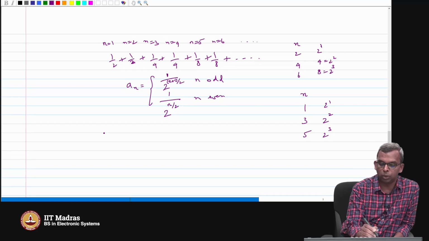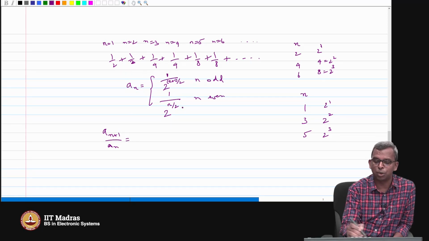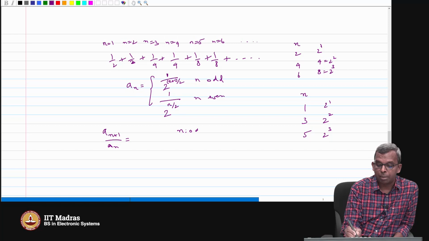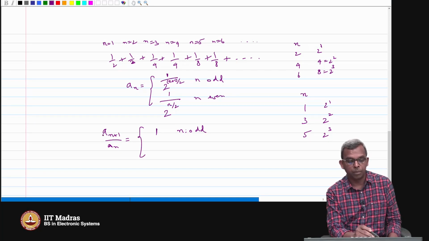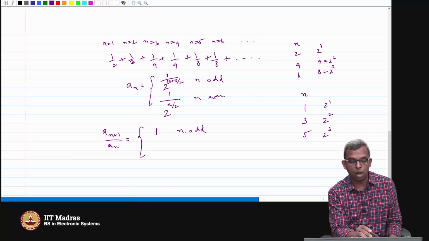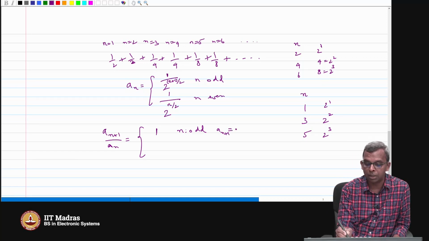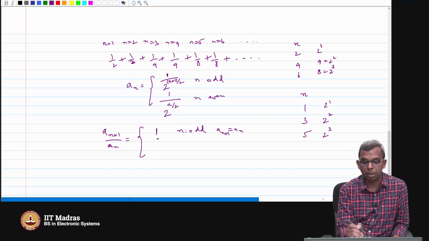Now, if you do a n plus 1 by a n, you will get a very interesting and easy thing. For this, you do not need the general form. You can just look at this and tell me, if n is odd, what will happen? You will always get 1. Do you agree? A n plus 1 by a n, if n is odd, the next value is equal to this value, right? If n is odd, a n plus 1 equals a n. So, the ratio will become 1.